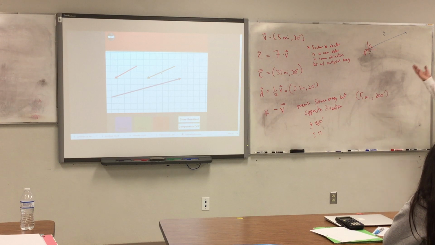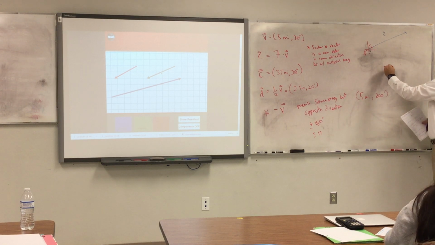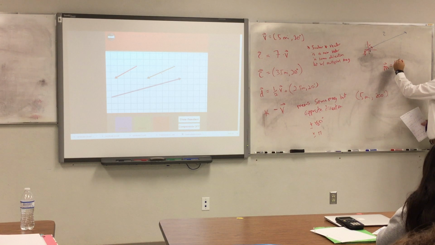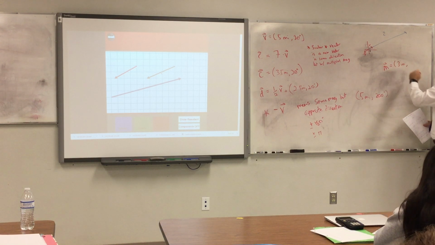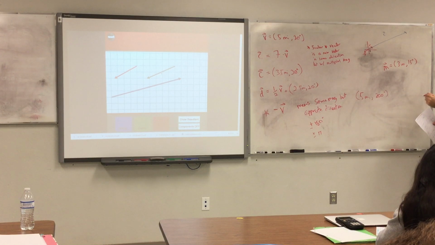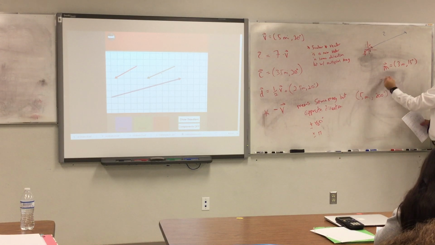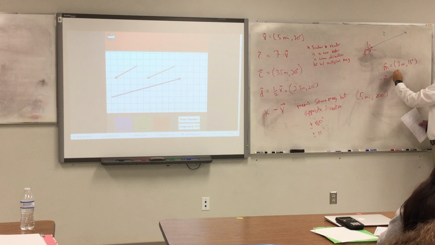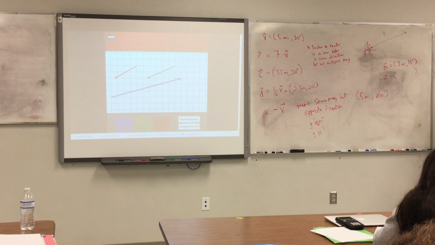Would you all like to do an example of that? Okay, let's do an example of that. Vector M is 3 meters at 15 degrees. Nayeli, what would negative M correspond to? Keeping in mind that negative means the same magnitude, but opposite direction.